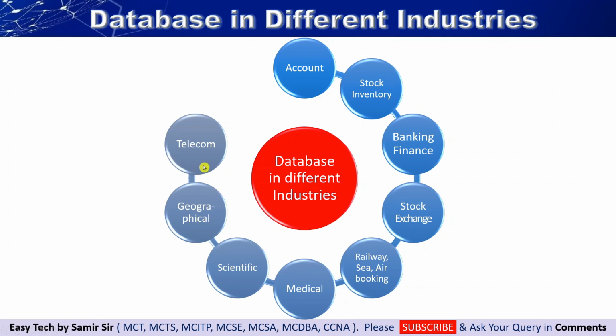In telecom industries, whenever we use telephones, call incoming, call outgoing, all this information and customer details are stored in the telephone directories and so on. A military database is used for military weapons and all the fields of information related to the military. So these are some of the databases used in different industries.